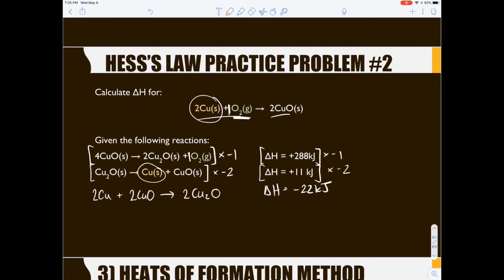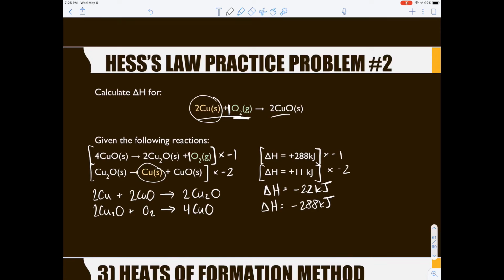Okay, again, we can rewrite it to make sure that we're understanding how this works. It's easier to cancel stuff. So we're going to write our products as reactants. We're going to keep our arrows aligned. We're going to write 4CuO, and we're going to write that delta H is now -288 kilojoules. Okay?